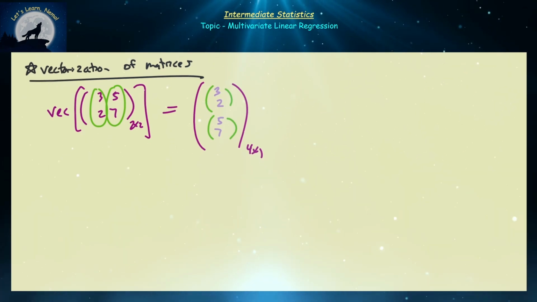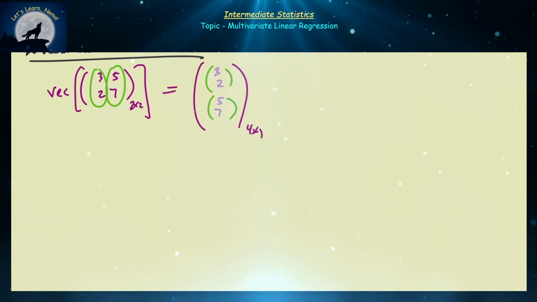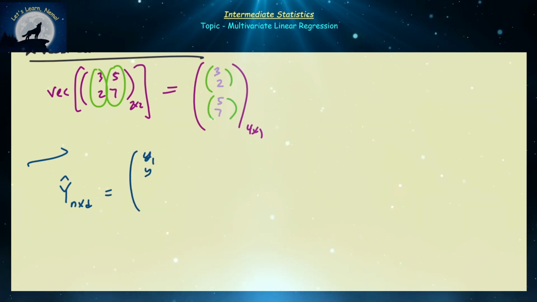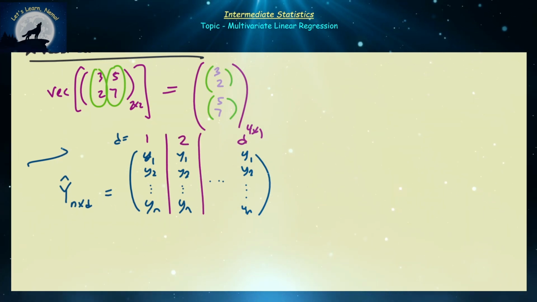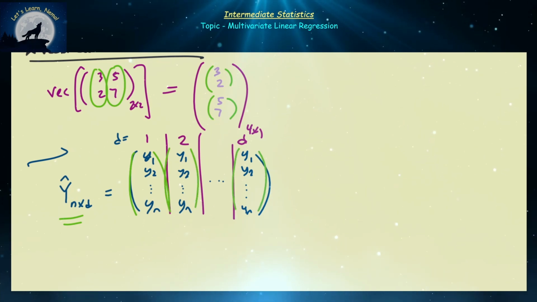So very, very simple. What we're going to do is vectorize our matrix representation of our multivariate multiple linear regression model. The first thing that we need to deal with is this y hat n by d matrix. Keep in mind we're going to have y1, y2 down to yn, all the way down to y1, y2 down to yn, but they're going to be for different d response variables. So this is for the first response variable, the second response variable, and this is the last and final response variable. When we vectorize this particular matrix, we're going to have that column and that column stacked on top of each other.